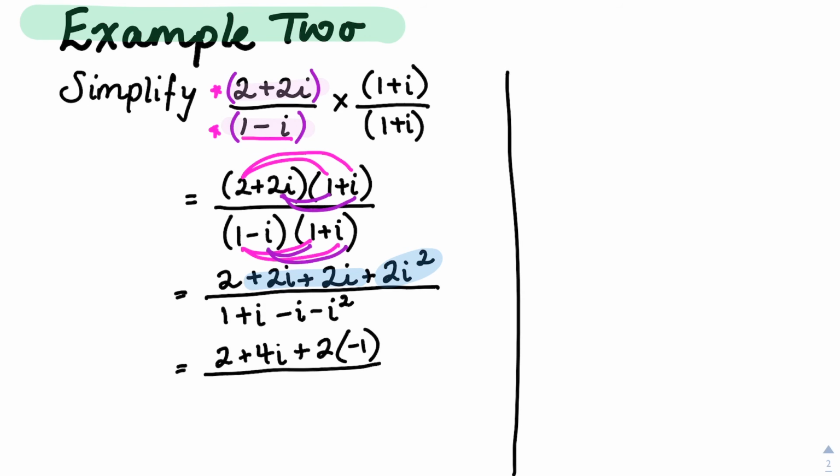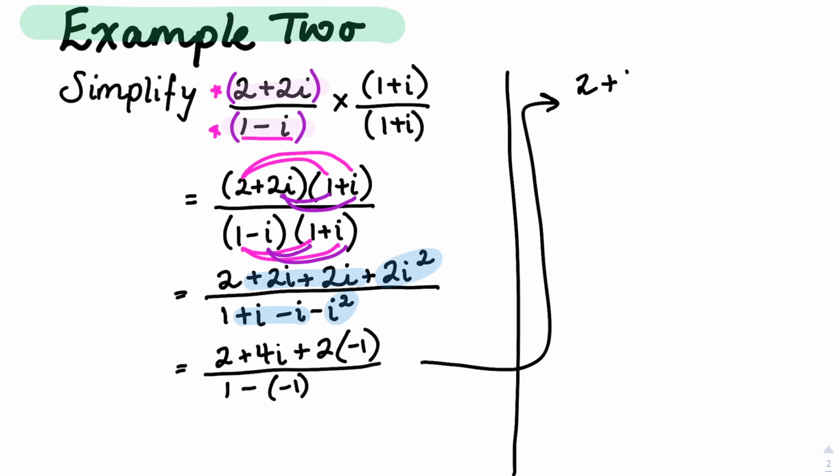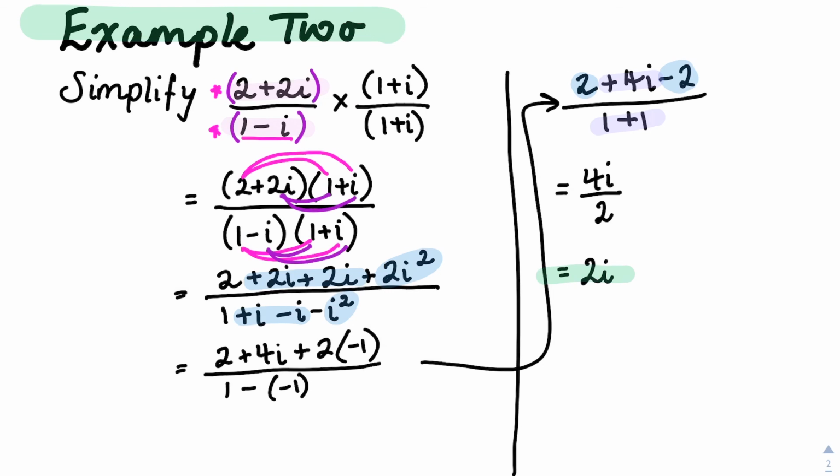Onto the denominator, our like terms, positive i minus i, they're just going to cancel out. And we need to ensure that we substitute -1 into our i squared. Let's move on over here and continue to simplify. A touch more simplifying to go. You'll see on our numerator we have 2 minus 2. That's going to give us 0, so we're just going to be left with our positive 4i over 2. This breaks down to give us 2i, and there is our solution.